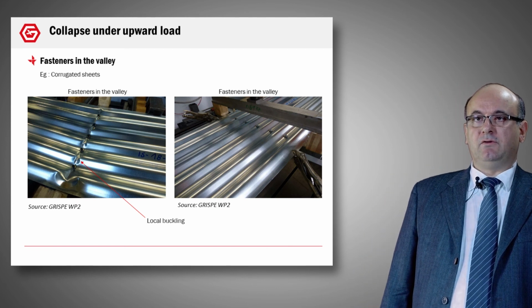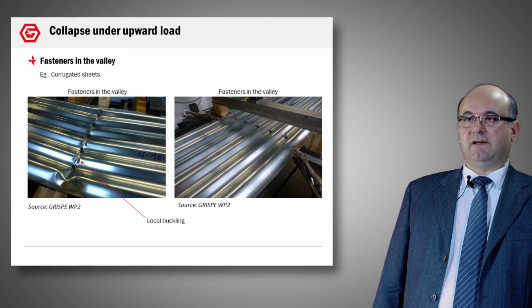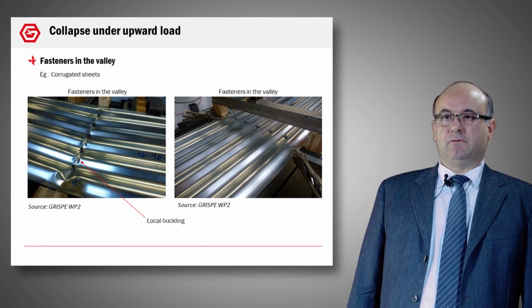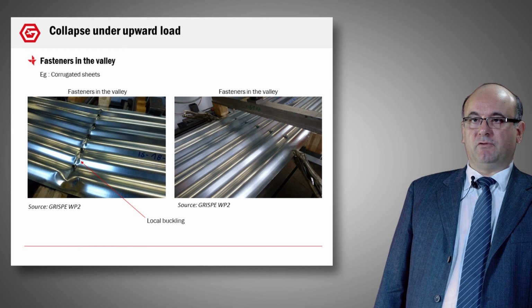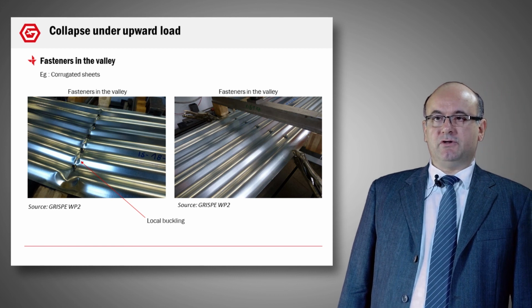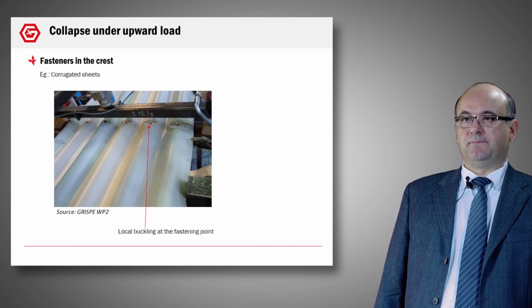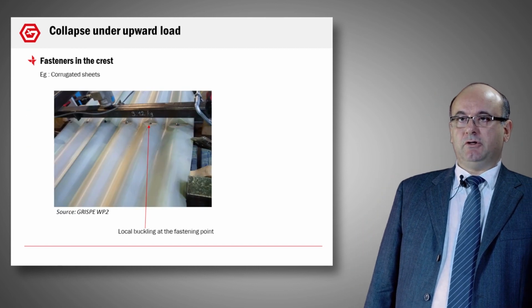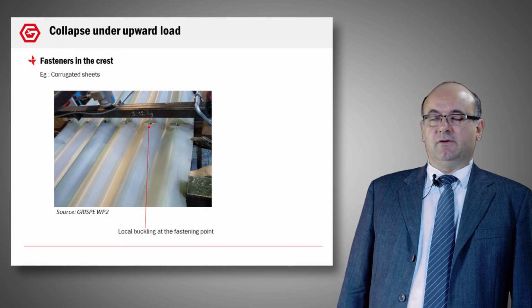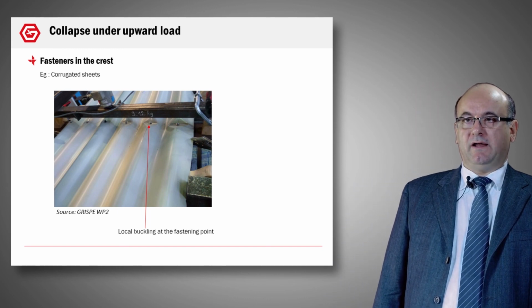Now we study the fasteners in the valley. You can see the position of the fastener on the photo on the right and the consequences of a suction applied on the profile on the left. You can see that in all the area in compression we have a buckling. It's the same situation, but this time the fasteners are put on the crest of the profile. And again, we have a buckling in all the area in compression.